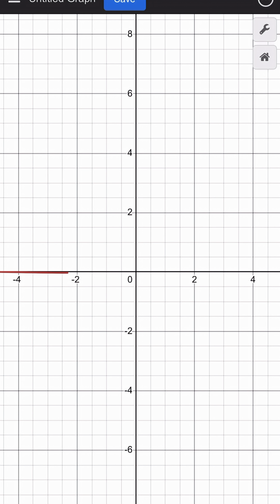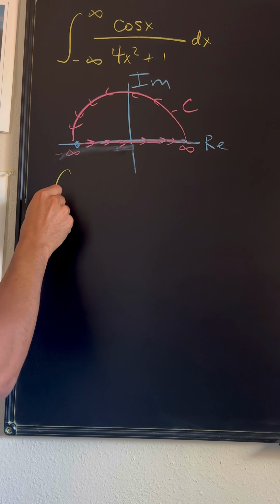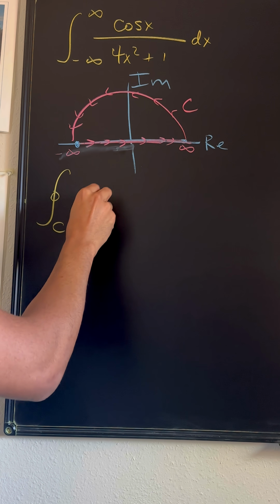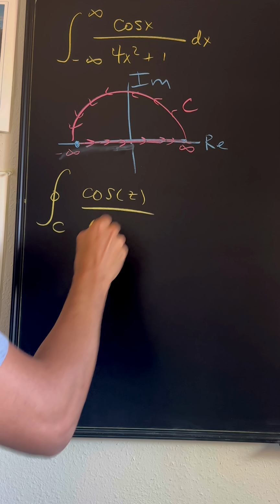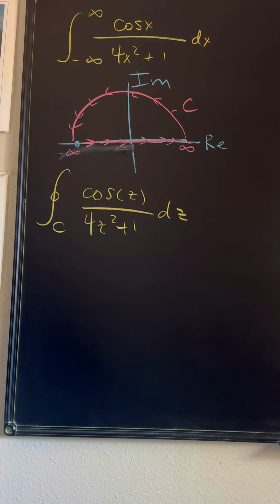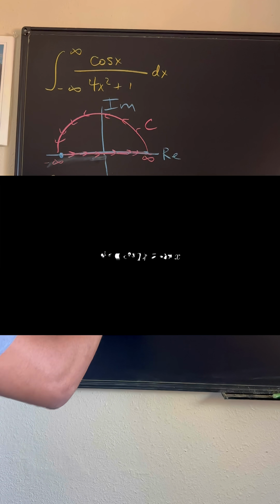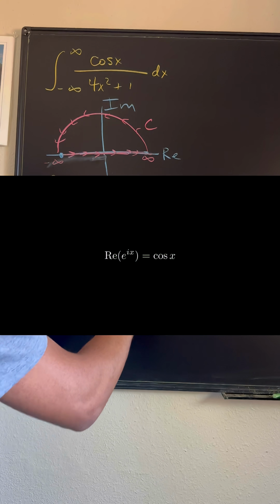Now, this function is really nice because there's no discontinuities whatsoever on the real axis. And whenever that happens, we can go ahead and draw a contour like this. So now we're going to rewrite the integral so we know that we're integrating around the contour and we're changing our variable into z's because we're working with complex numbers. Now, one thing we're going to do is work with the Euler formula that tells us that the real part of that is only the cosine.